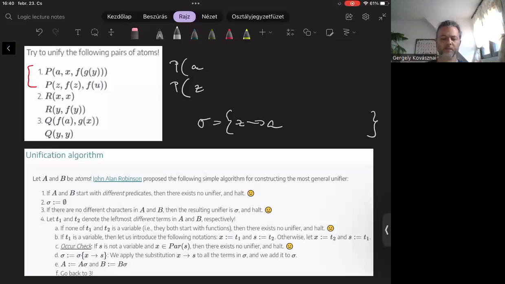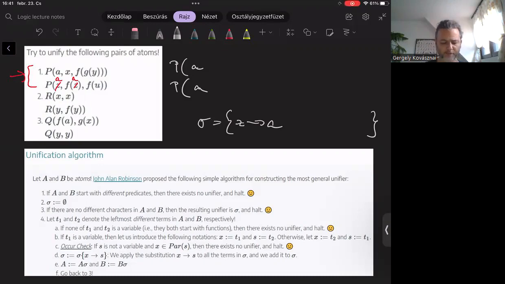In step E, we have to apply this new substitution to both atoms here. Okay, let's do this. So basically, we have to substitute A into every occurrence of Z. Z has 2 occurrences, so we substitute both occurrences with A. Actually, this means that the first 2 terms become the same. And as I already mentioned, this is the purpose of the unification algorithm, to make all the terms the same inside those 2 atoms.